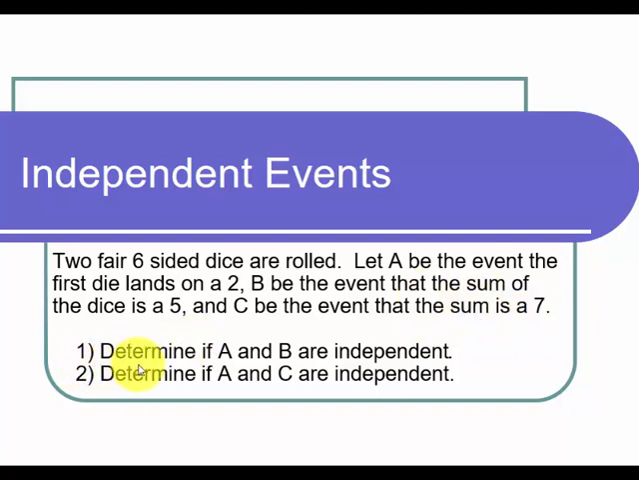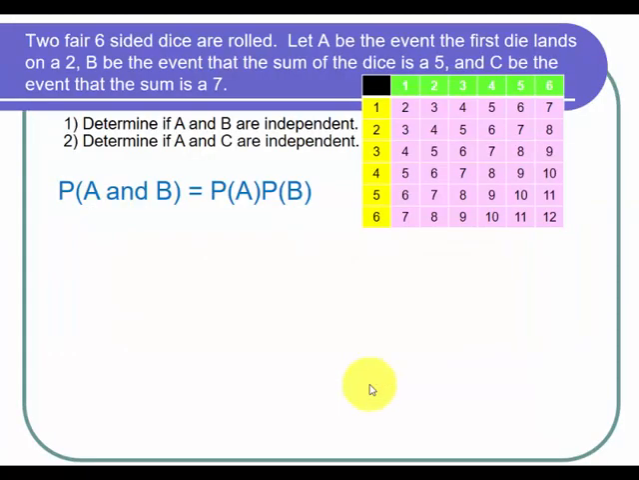First, determine if A and B are independent. And second, determine if A and C are independent. So to decide whether events are independent, we can take a look at the probability of A and B and see if that's equal to the probability of A times the probability of B, because that's the definition of independence for events A and B.